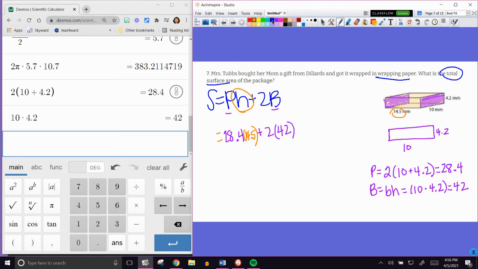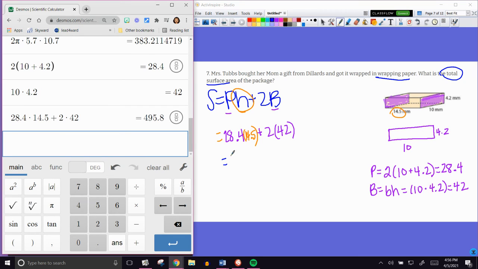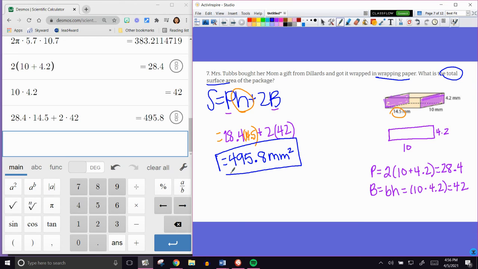Okay, so when I type that into my calculator, I'm doing 28 and 4/10 times 14.5 plus 2 times 42. So my total surface area is going to be 495 and 8/10 millimeters squared. That is how much wrapping paper will be needed.